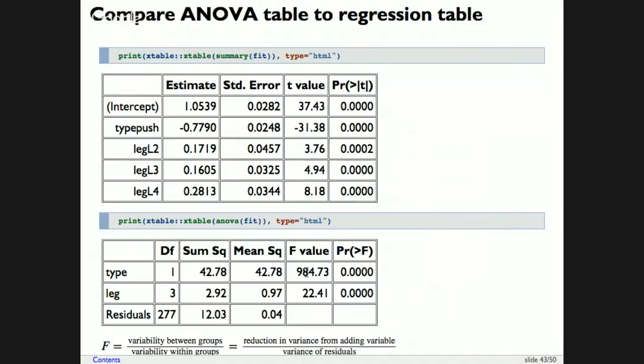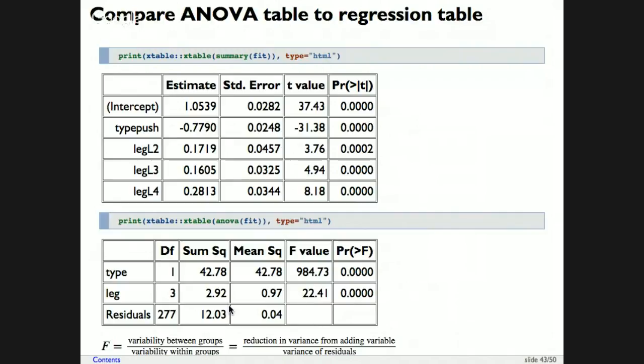The F value is actually very simple to calculate once you've gotten this far. All it is is this mean square divided by the mean squares of the residuals. So if you have a reduction in variance of residuals from adding type that is much larger than what is left over, you're going to get a large F statistic like we have here. If you have a fairly small reduction in mean squares of residuals from adding a variable, your F value will be somewhat smaller.